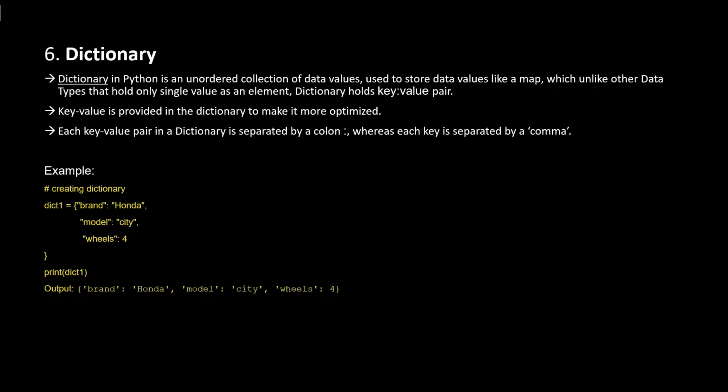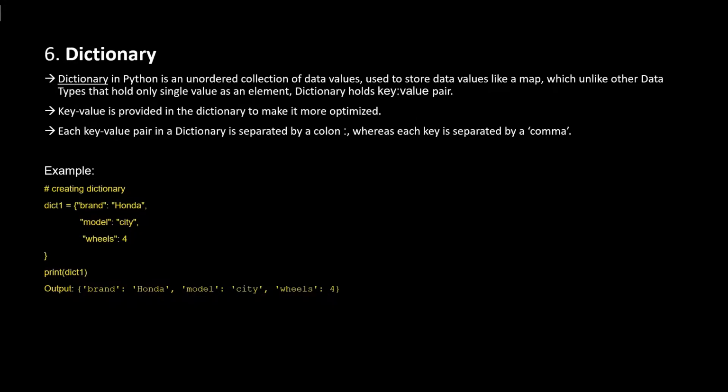And the next data type is the dictionary. A dictionary in Python is an unordered collection of data values used to store values like a map, a mapping type, which, unlike other data types that hold only a single value as an element, holds key-value pairs. The key-value pairs make the dictionary more optimized. In a dictionary the key and value are separated by a colon, and each key-value pair is separated by a comma.